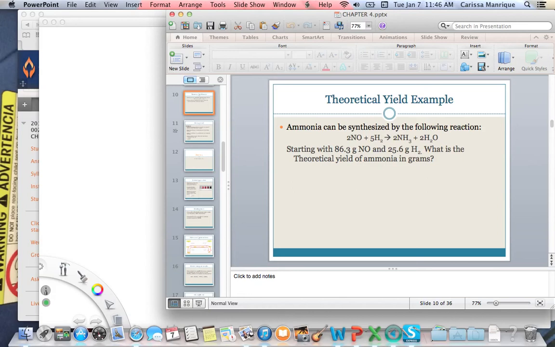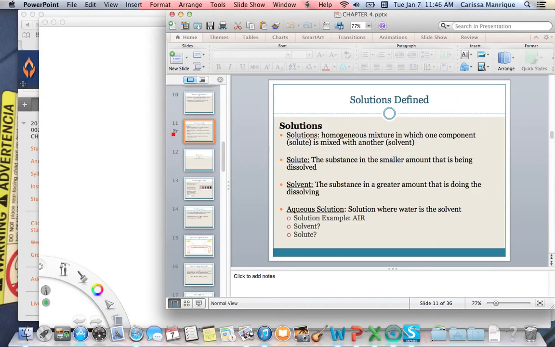reaction went. Now we're going to change directions and look at volume and solutions and liters. Before we were looking at grams, a mass, but now let's look at a volume. So let's define some things first. First of all, solutions. A solution by definition is a homogeneous mixture in which one component is mixed in another. Homogeneous means it looks the same throughout, and you're mixing two things together.